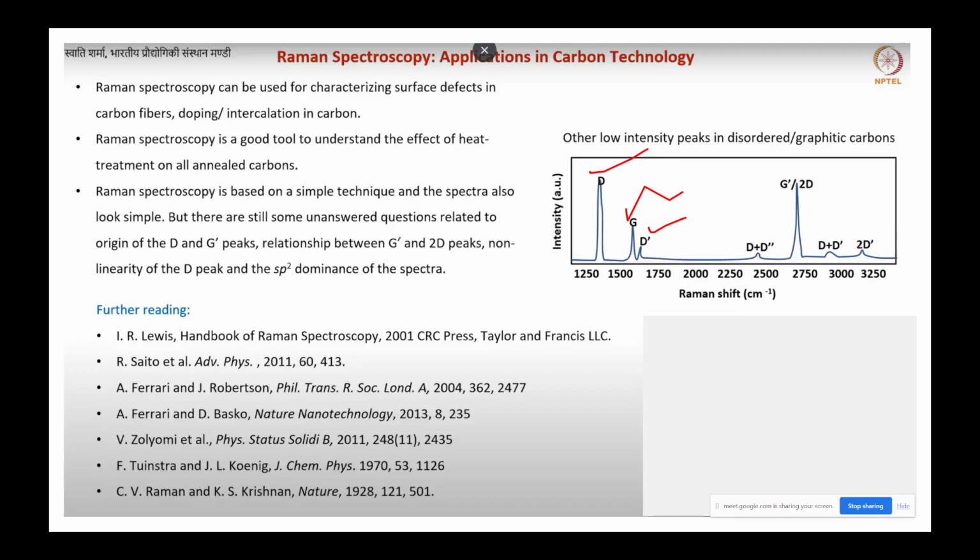So Raman spectroscopy can be used for characterizing surface defects. Let's say your material has surface defects, carbon fiber doping, or intercalation in carbon. So that will give you a property.